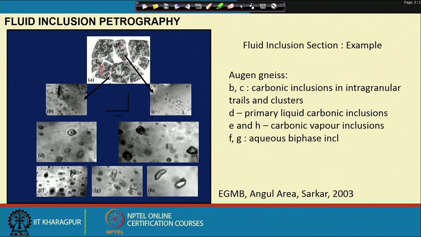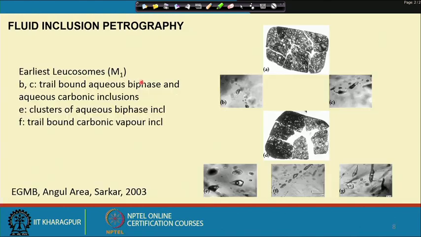So, this is one example of a fluid inclusion section and the way that fluid inclusion petrography has to be carried out. This is also another one. Suppose, as we discussed, there are 3 generations of melts. If the latest generation of melt is characterized by a very specific type of fluid inclusions, then it is quite obvious to expect that this particular type would occur as trail bound or secondary inclusions in the immediately earlier phase of the leucosomes that we are seeing.